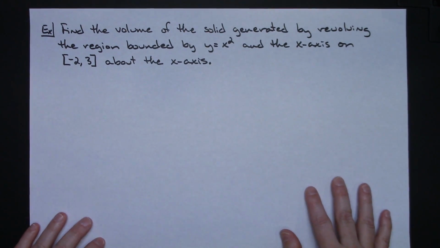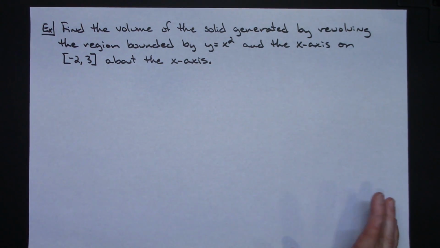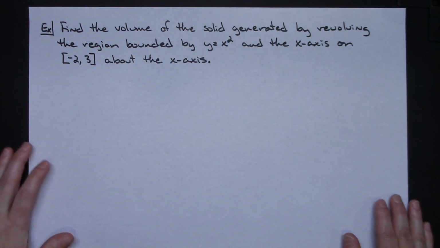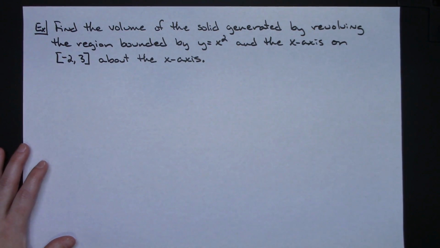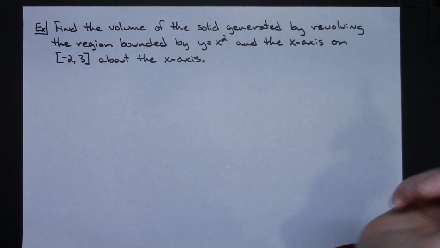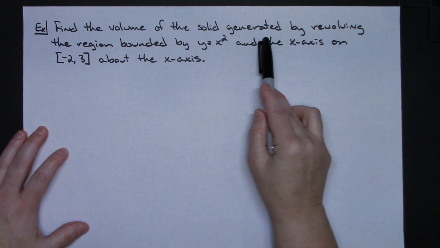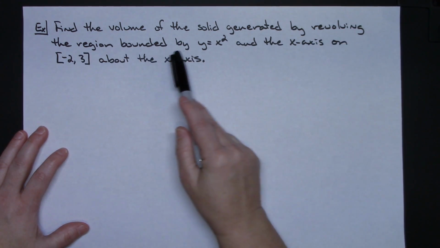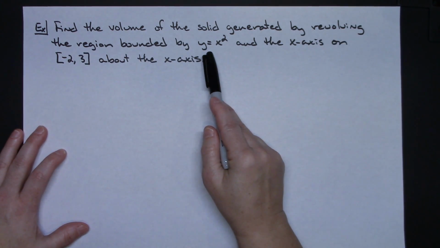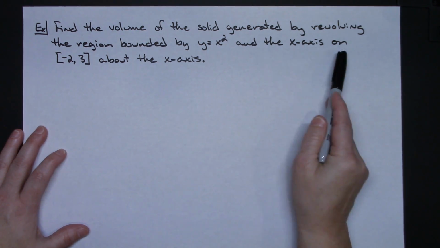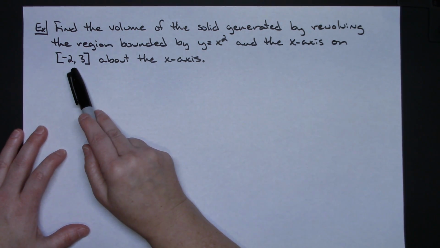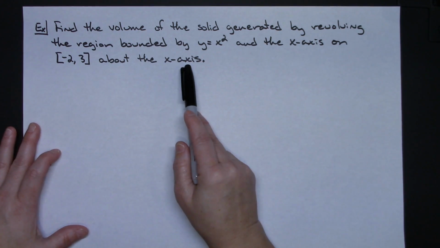Alright, we'll work through three examples, three different scenarios: one in terms of x, one in terms of y, and then one revolving around something that's not one of the axes. In this first example, we've got: find the volume of the solid generated by revolving the region bounded by y equals x squared and the x-axis on the interval from -2 to 3 about the x-axis.